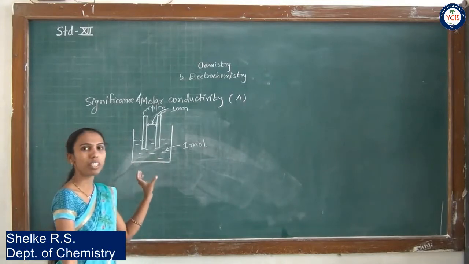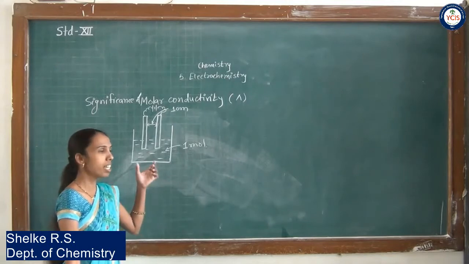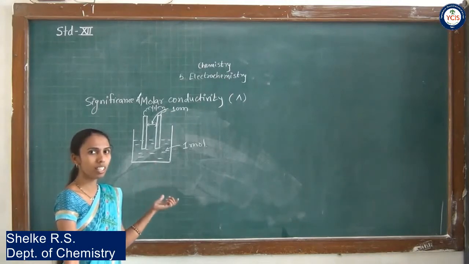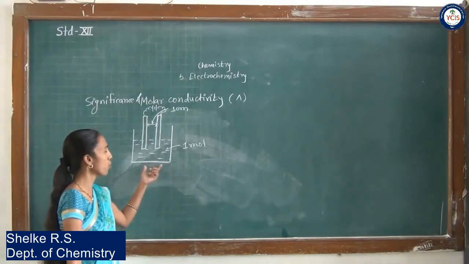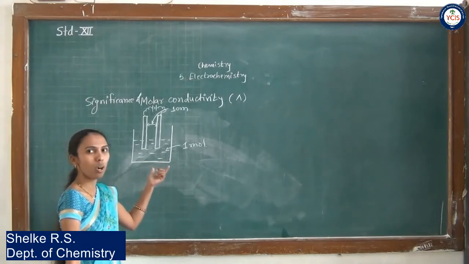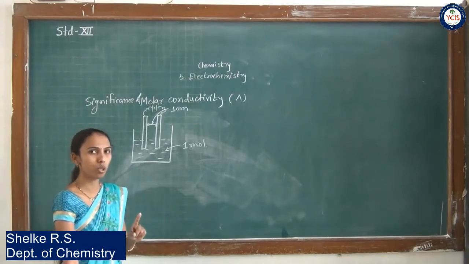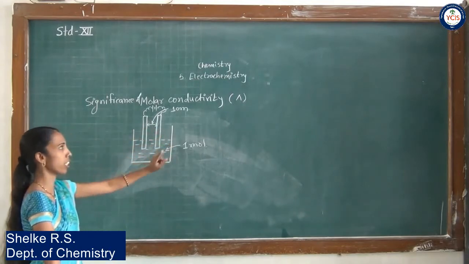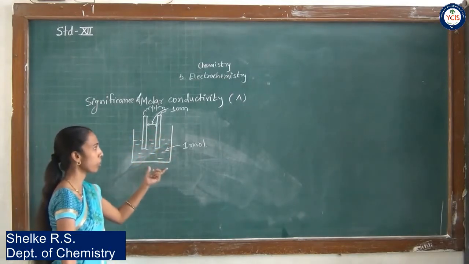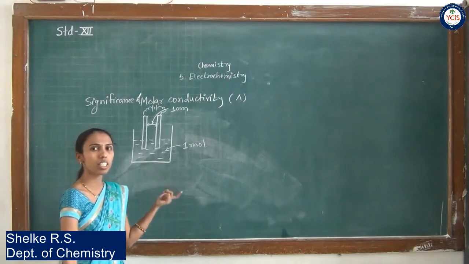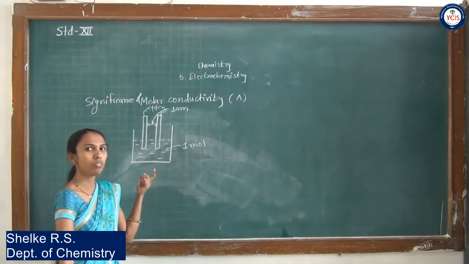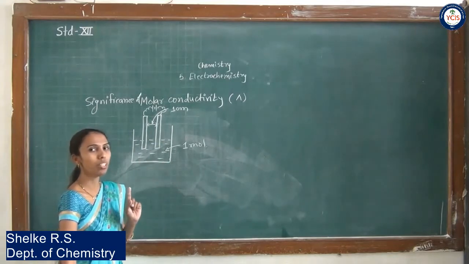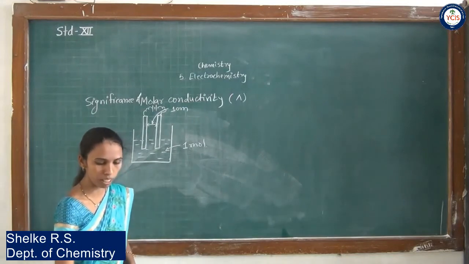Molar conductivity is nothing but the electrical conductance or electrical conductivity of the solution, or we can say of 1 mole of electrolyte. So that will be the significance of molar conductivity. Molar conductivity is nothing but what? The electrical conductivity of the solution having a concentration of 1 mole. So that will be the significance.